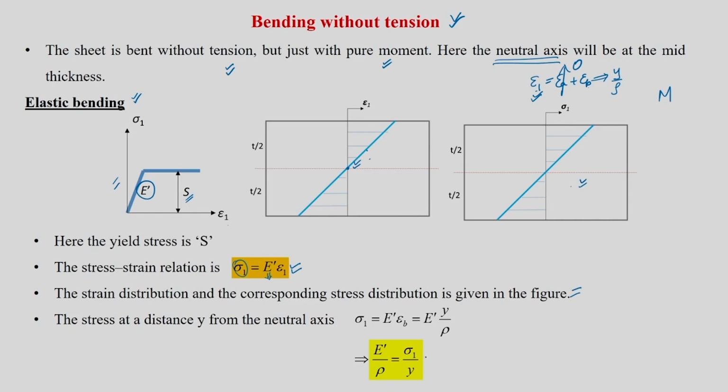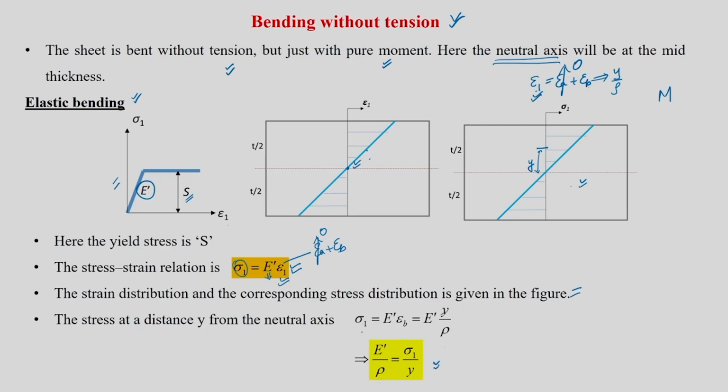If you assume this particular model to describe the bending process, sigma 1 is equal to E dash into epsilon 1. Now if you want to get a stress at any distance, let us say y from the neutral axis, then sigma 1 is nothing but E dash into epsilon 1. This epsilon 1 has two parts, epsilon A plus epsilon B, and we said this part will go off. Then sigma 1 is equal to E dash into epsilon B, E dash into y by rho. I can write sigma 1 divided by y would be equal to E dash by rho.